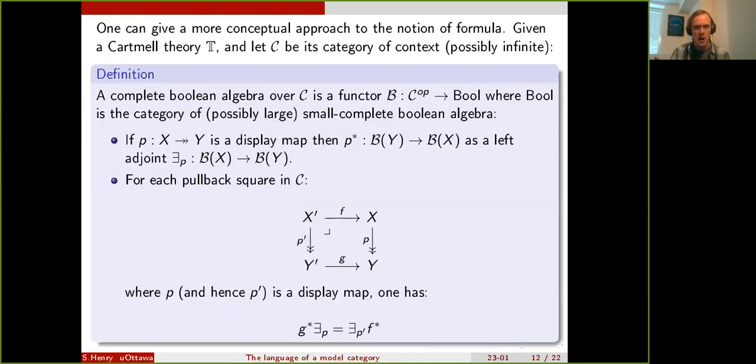Maybe just a quick remark. If I come back to the definition of complete Boolean algebra, you might be surprised that I'm only talking about existential quantification, while earlier in the definition of formula I had both existential and universal. But this is just because I'm working with Boolean algebras, and so universal quantification can be defined in terms of existential quantification, as the negation of exists of the negation. So I don't need to put both left and right adjoints. I just need the left adjoint, but the right adjoint will be there because of the Boolean structure. I could give a definition with right adjoints instead, and that would be completely equivalent.